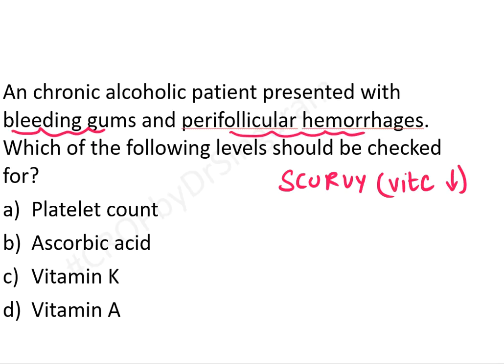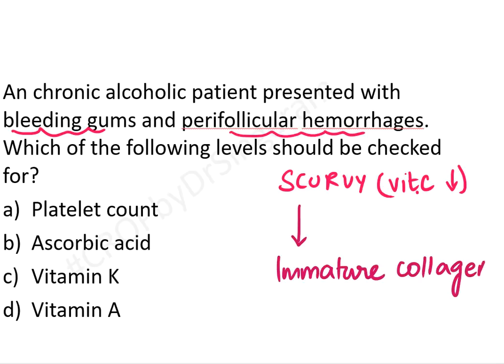Very important point: why do you get bleeding manifestations in case of vitamin C deficiency? It is because vitamin C is very essential for maturation of collagen. So what will happen in case of scurvy? You will get immature collagen. Now this immature collagen cannot provide adequate support to the tissues, including the blood vessels. That is why this patient is going to develop bleeding tendencies.